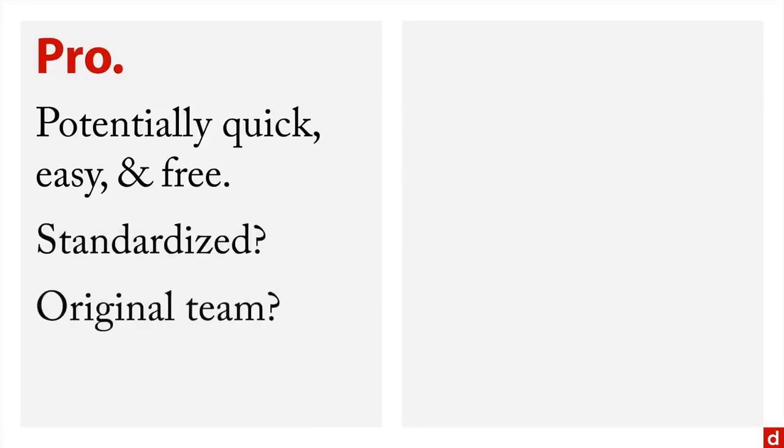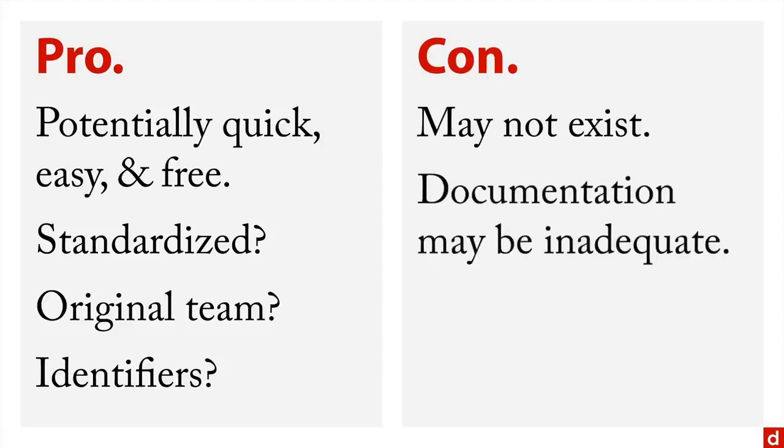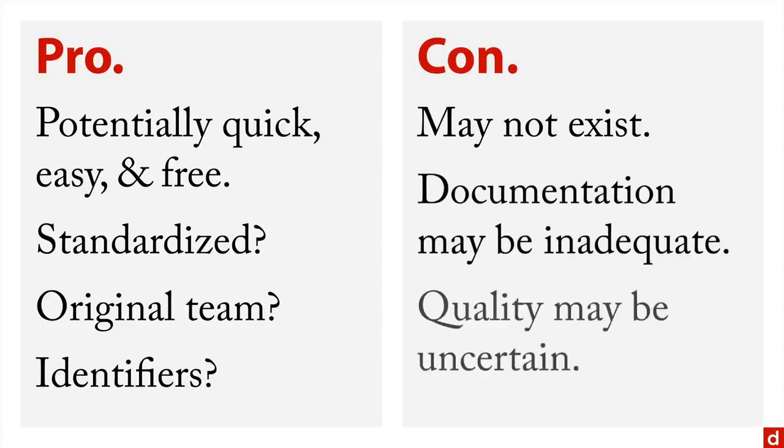Specifically, there are a few pros and cons. In-house data is potentially quick, easy, and free. Hopefully it's standardized. Maybe even the original team that conducted this study is still there. And you might have identifiers in the data, which make it easier for you to do an individual level analysis. On the con side, however, the in-house data simply may not exist. Maybe it's just not there. Or the documentation may be inadequate. And of course, the quality may be uncertain. It's always true, but maybe something you have to pay more attention to when you're using in-house data.